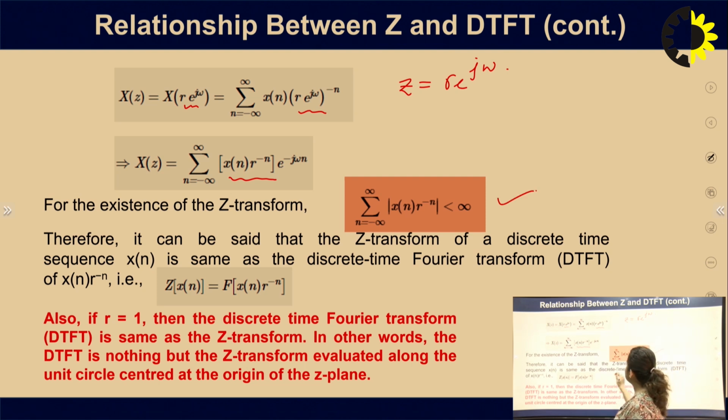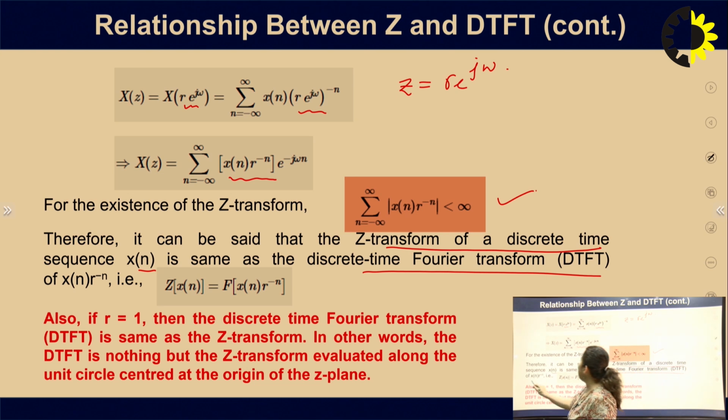Therefore it can be said that the z transform of a discrete time sequence xn is the same as the discrete time Fourier transform of xn r to the power minus n. If r is equivalent to 1, then the discrete time Fourier transform, DTFT, becomes the same as the z transform. In other words, DTFT is nothing but the z transform evaluated along the unit circle centered at the origin of the z plane. So if you put r equivalent to 1, both become equal. The z transform becomes equal to the discrete time Fourier transform.